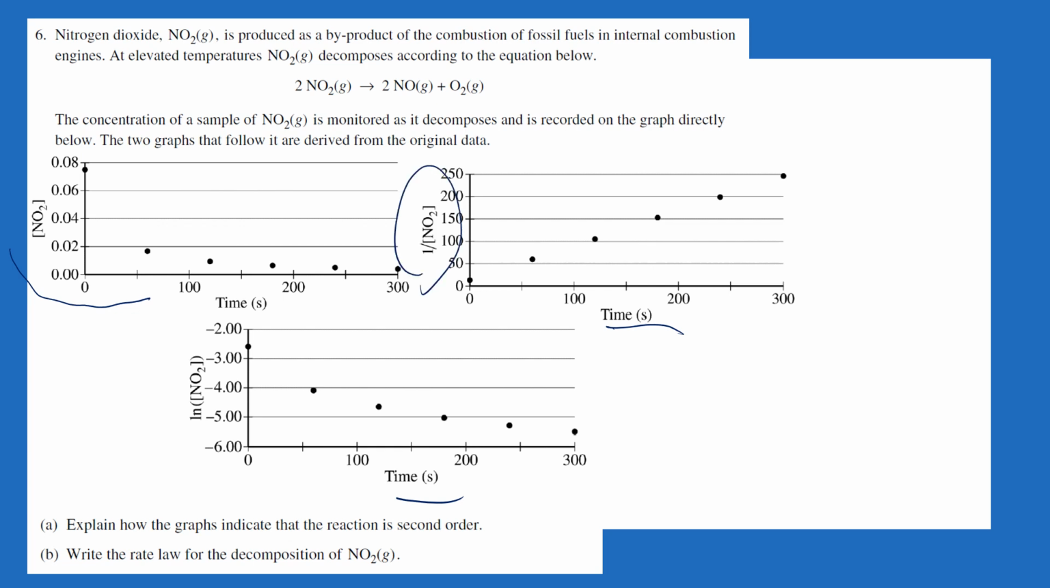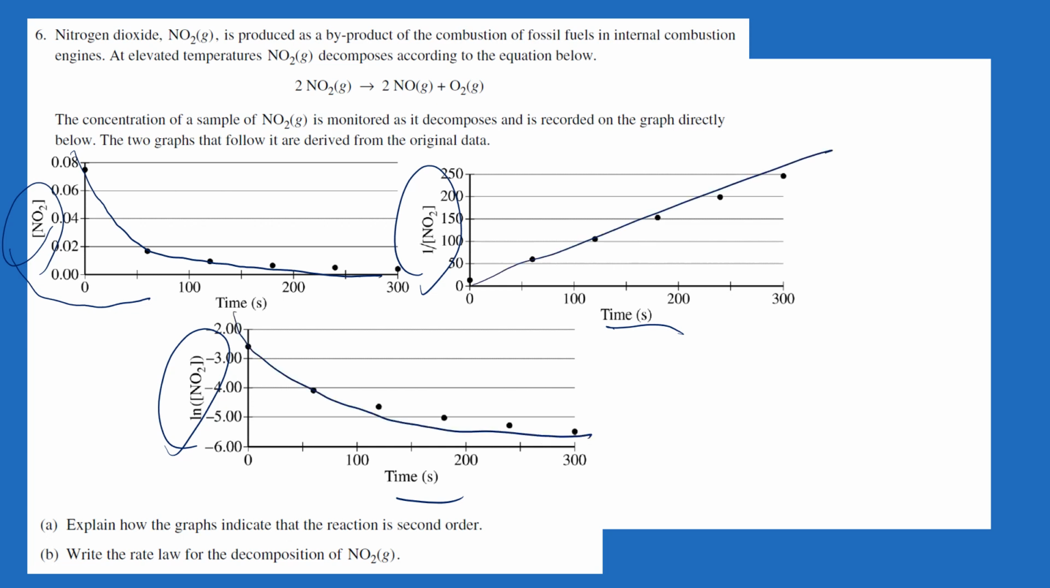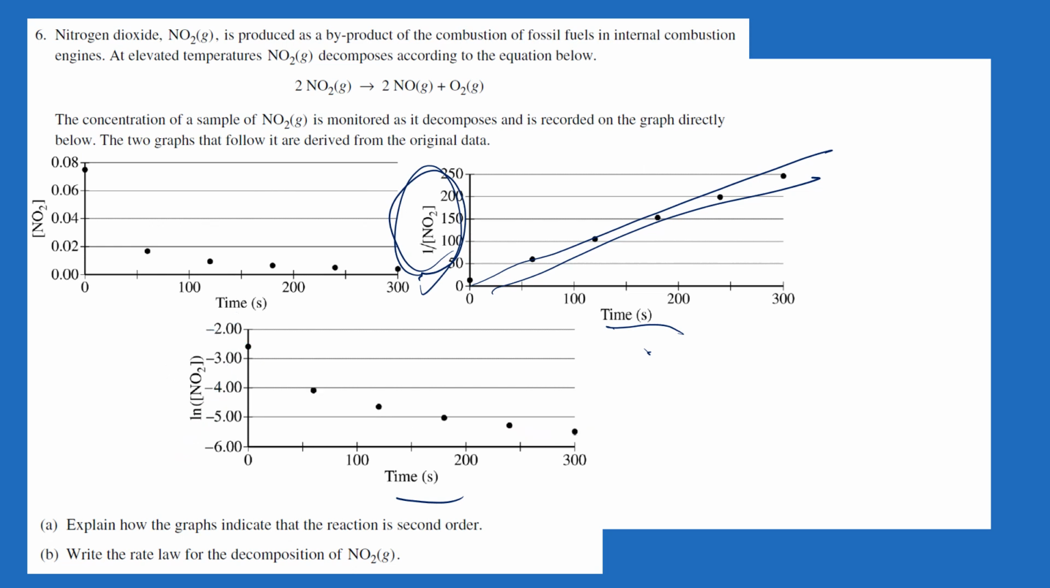So you're looking at the y-axis here, and you're looking for a straight line graph. This one is not a straight line. This one is not a straight line. This one is a straight line. So because it's 1 over the concentration versus time that is the straight line graph, that's why it's a second order reaction. If the original one was a straight line, it'd be 0 order. If the natural log versus time is a straight line, then it'd be 1st order. But this one is 2nd.